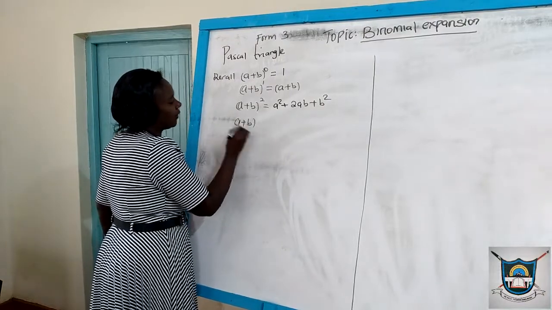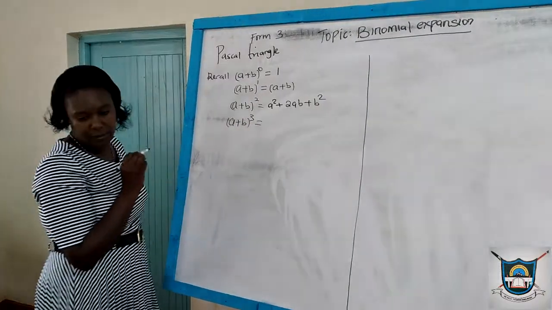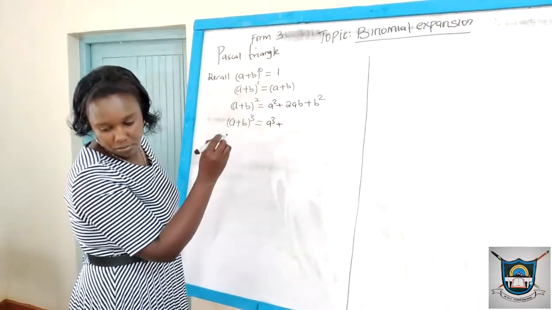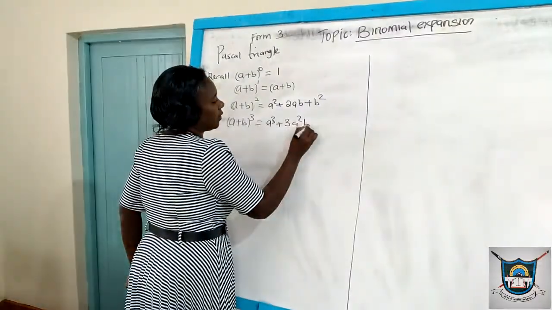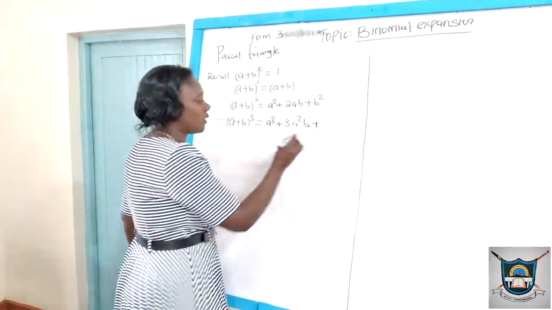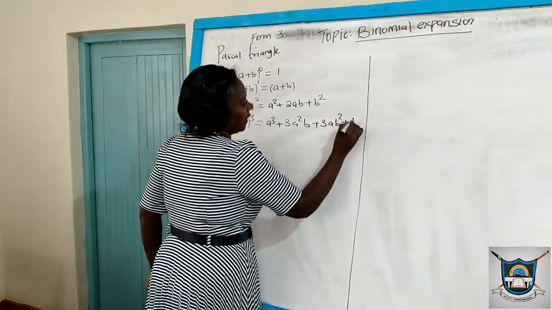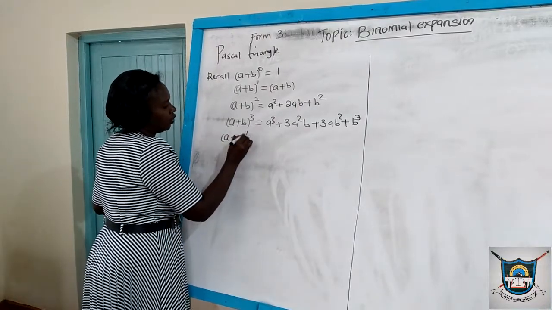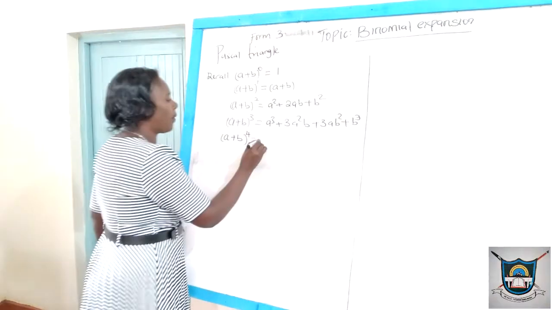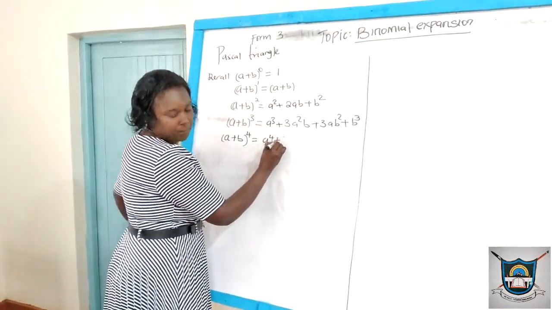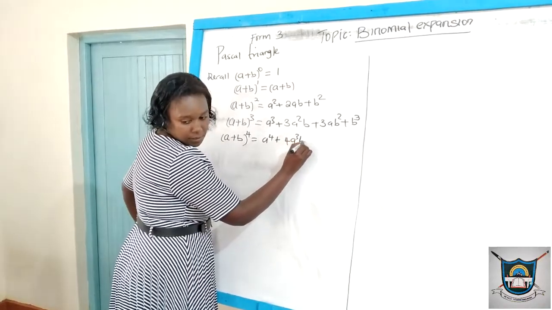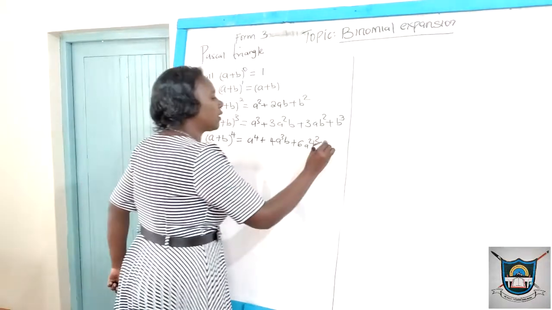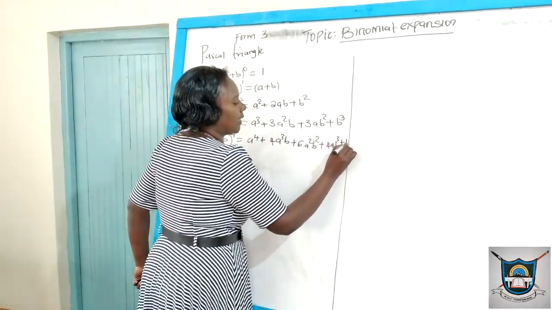We got also another one, (a + b) cubed. The answer was a cubed + 3a squared b + 3ab squared + b cubed. We also expanded (a + b) to power 4, where the answer was a to power 4 + 4a cubed b + 6a squared b squared + 4ab cubed + b to power 4.